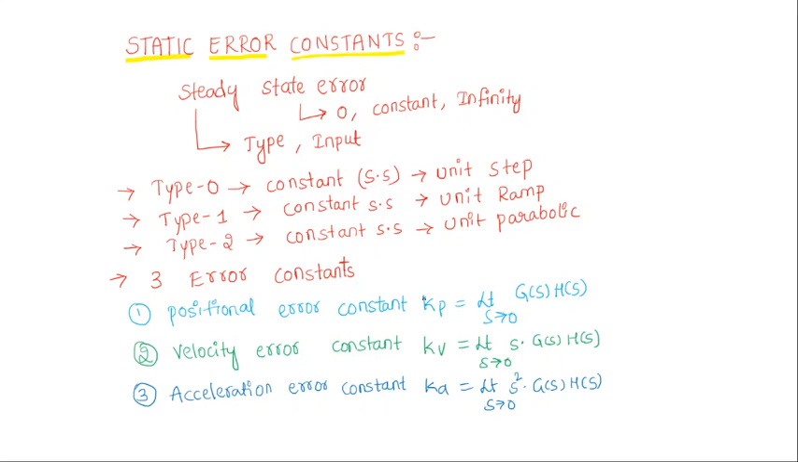So when the input is unit step, we are going to use the positional error constant. When the input is unit ramp, we are going to use the velocity error constant. When the input is unit parabolic, we are going to use the acceleration error constant.